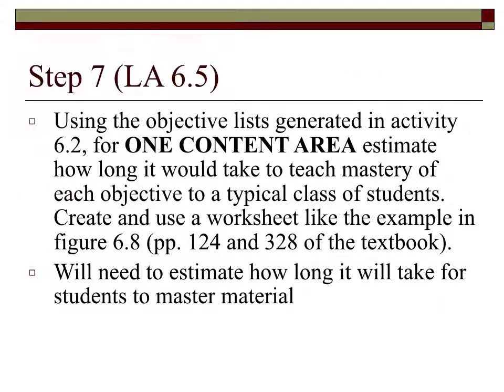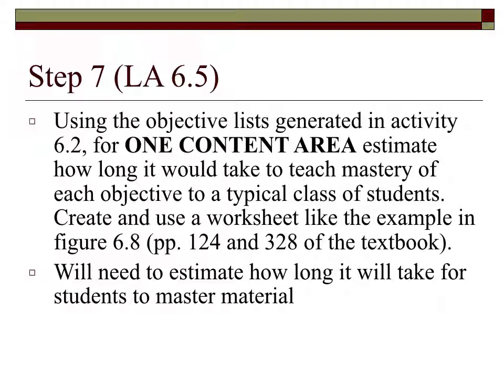So in this learning activity, what you're going to do is use the objective list that you generated in activity 6.2 for one content area, estimate how long it will take to teach mastery of each objective to a typical class of students. Then you're going to create and use a worksheet like the example there you can read. So you're going to need to estimate how long it will take for students to master the material.